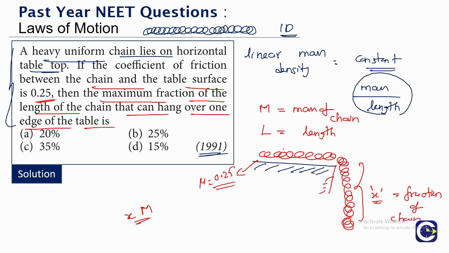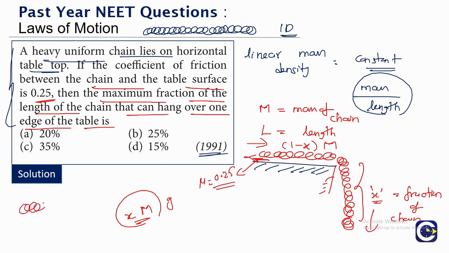x into M. The mass of the portion that is on top of the table will be the remaining fraction, 1 minus x, so its mass will be 1 minus x into M. So the weight of this hanging part will be the mass of the hanging part into g. This will try to pull the chain down. So the chain on top of the table will have a tendency to move towards the right side. What is the opposing force for that? Friction.